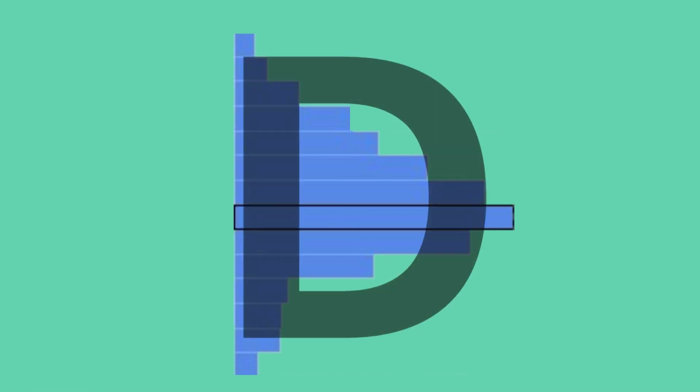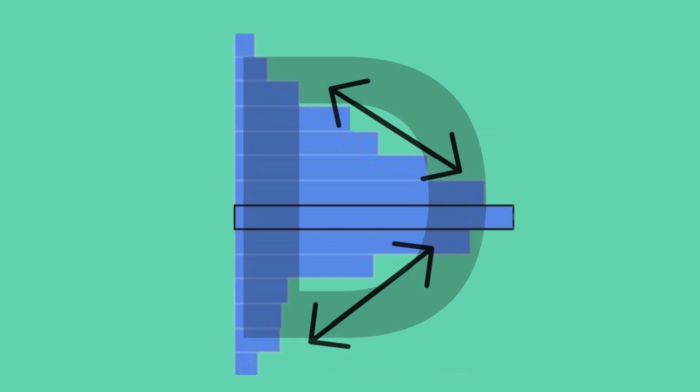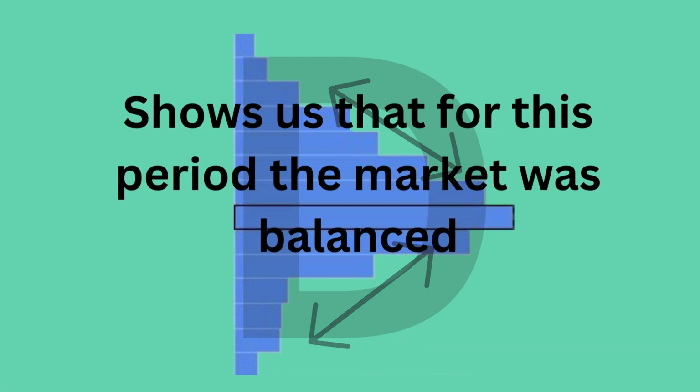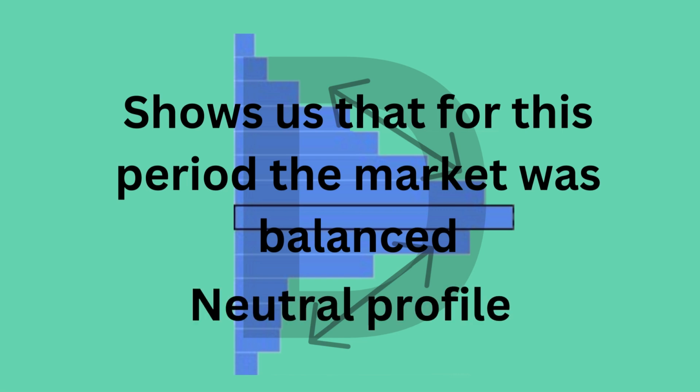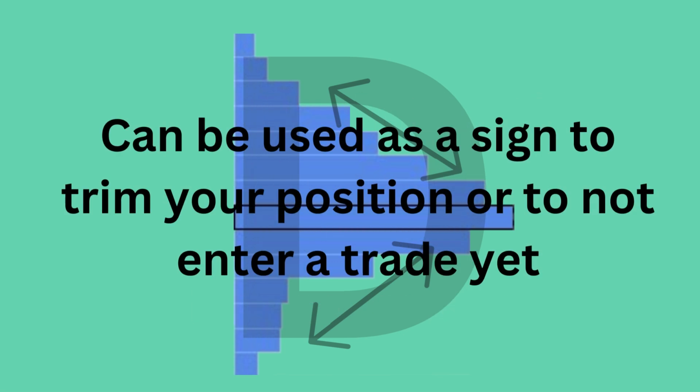Finally, we will look at the D shape. This shows us a balanced profile with volume evenly distributed around the point of control. It is a sign that the market is balanced. Sometimes referred to as a neutral profile, they can be a sign to close part of your trade or to stay out of the market until a new trend forms.